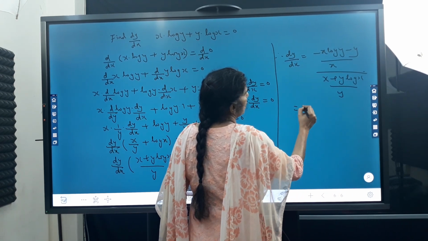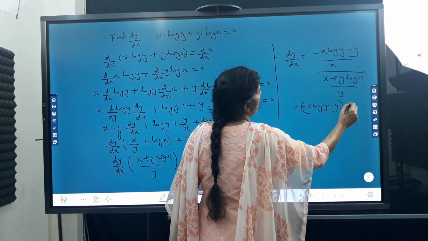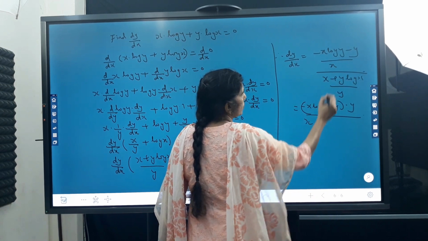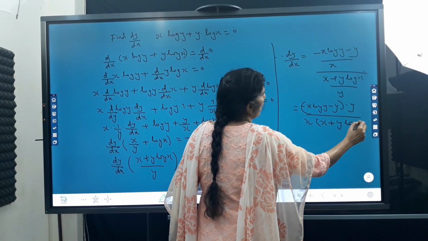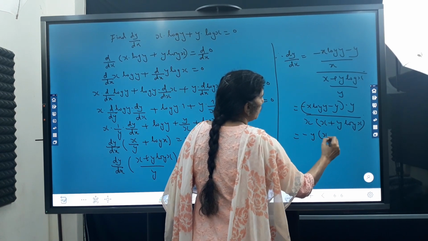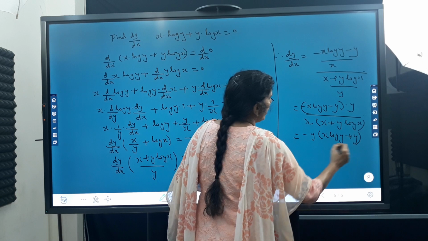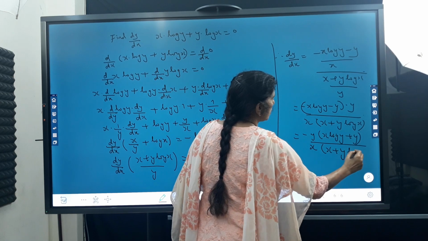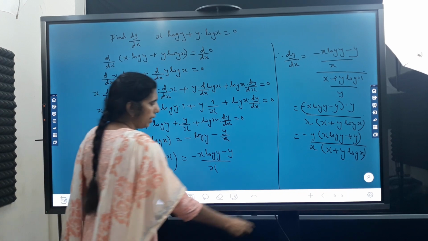That's equal to minus x log y minus y into y. This y will go to the numerator and this x will remain at the denominator. X plus y log x. That is equal to minus y into x log y plus y upon x into x plus y log x. So this is our dy by dx.